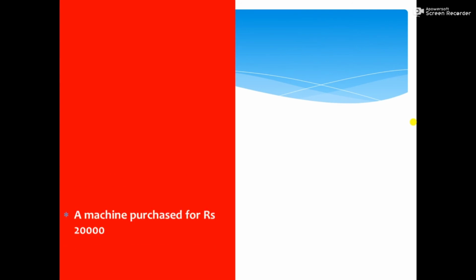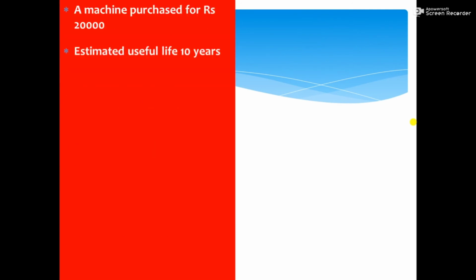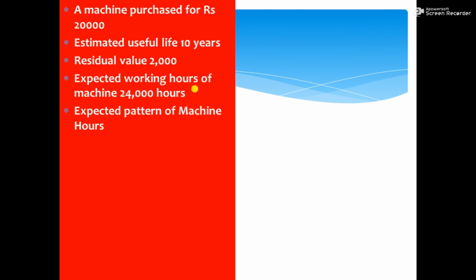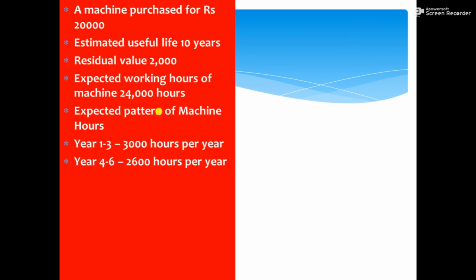Cost of the asset is a machinery purchased for rupees 20,000, useful life 10 years, residual value 2,000, and therefore your depreciable amount is 20,000 minus 2,000, 18,000. Expected working hours 24,000 hours during the useful life of 10 years. The pattern of hours is given. Year 1 to 3, 3,000 hours per year. Year 4 to 6, 2,600 hours per year. Year 7 to 10, 1,800 hours per year.